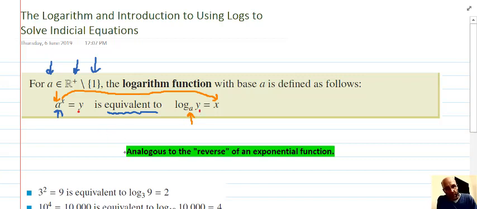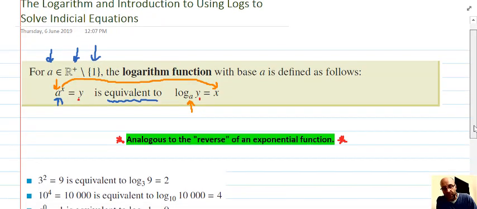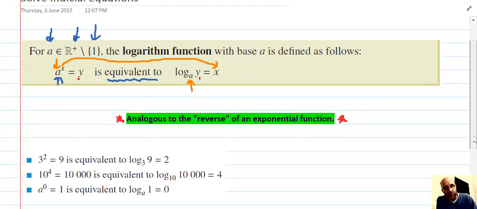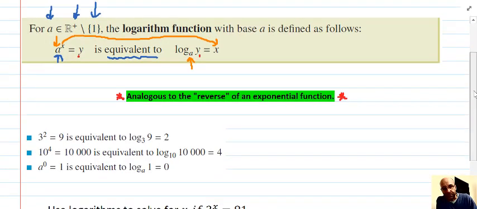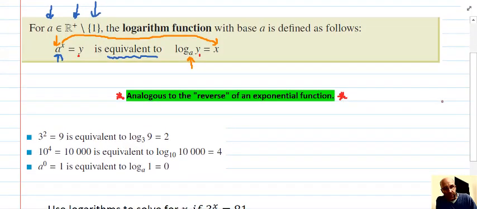And so the log is a bit like the reverse of an exponential function, just like we've seen plus and minus, multiplication, division, square and square root, and so on. We have something that is analogous to the reverse of something. So it undoes it, or it's an inverse process. So what you've got to realize is that these things are equivalent. It says equivalent there, and that's important because it's the same information just in a different form.